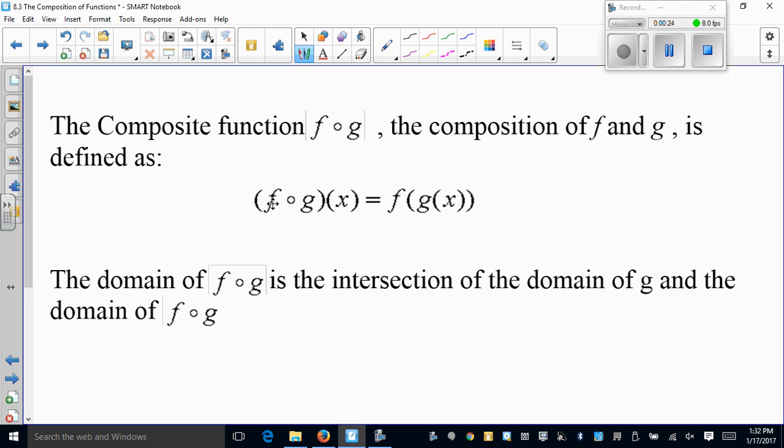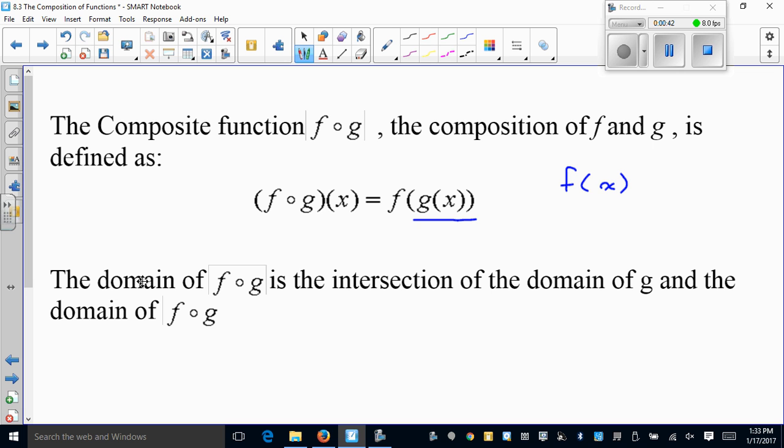I prefer this way because you're used to f of x, so it's a little bit easier to say f of g of x. So you're taking whatever g of x is and plugging it into f of x. The domain, here we go. Now, do not confuse these with 8.2 stuff.